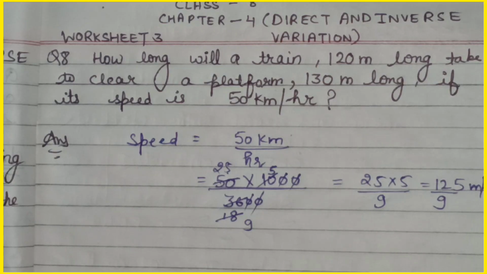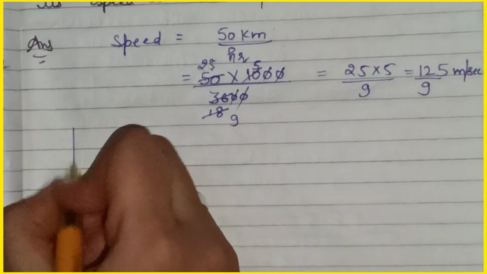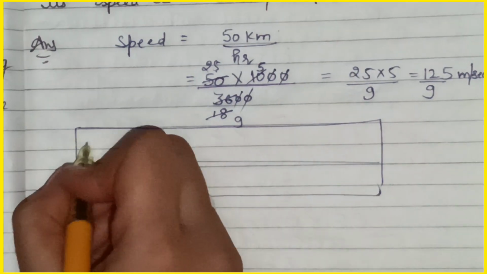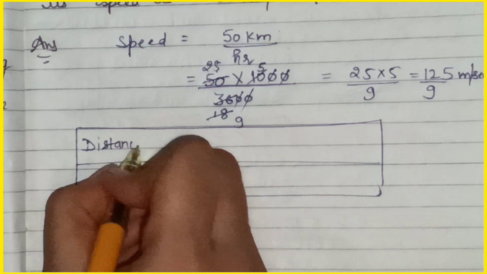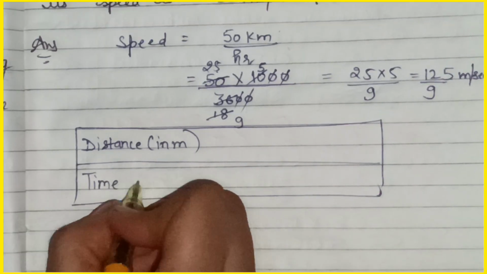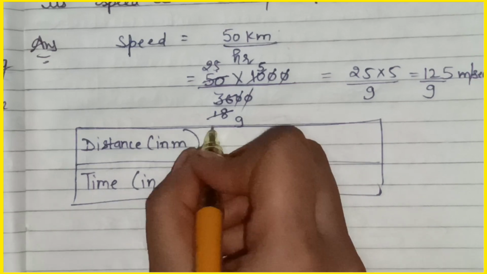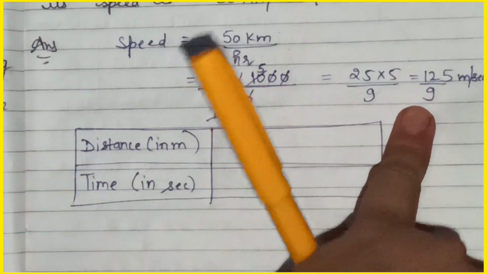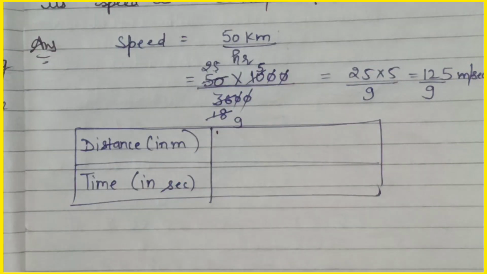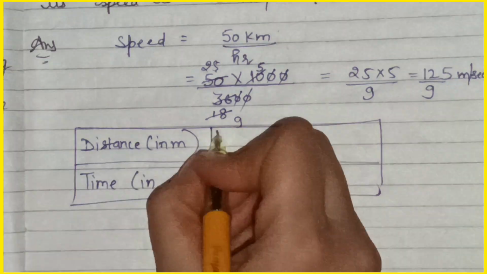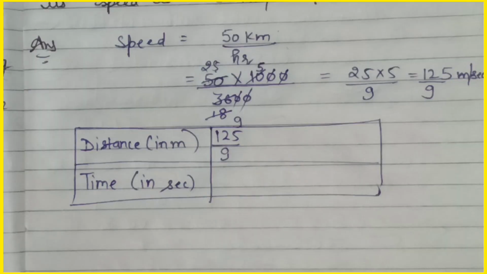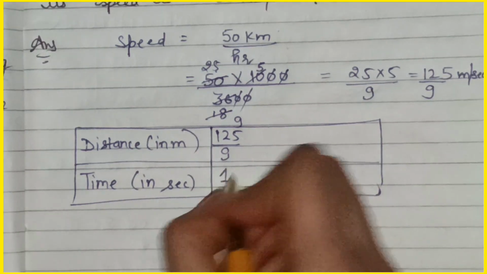Now we have to make a table for this question. In the first box I write distance, which is in meters, and in the next box I write time, which is in seconds. So here the speed of the train is distance, which is equal to 125 divided by 9, and time is per second. Per second means in 1 second.